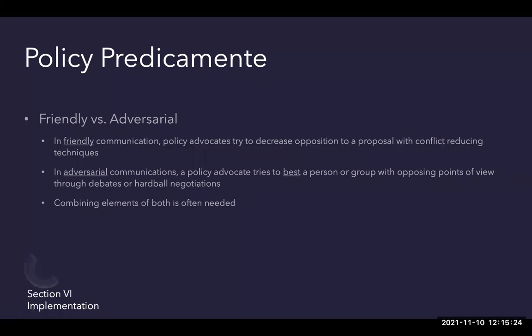So these proposals, or the different strategies that can be used, can either be friendly or adversarial. In more friendly communication, advocates try to decrease opposition and reduce conflict by using conflict-reducing techniques. On the other hand, in adversarial communication, a policy advocate tries to best a person or a group with opposing points of view through debates or hardball negotiations. While friendly strategies may be better to use, combining elements of both is often needed.